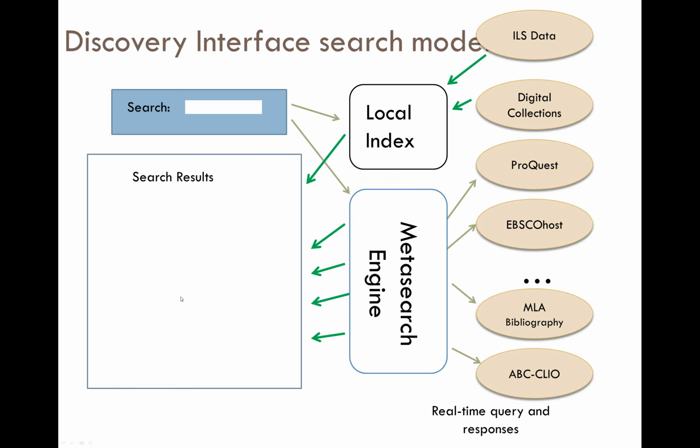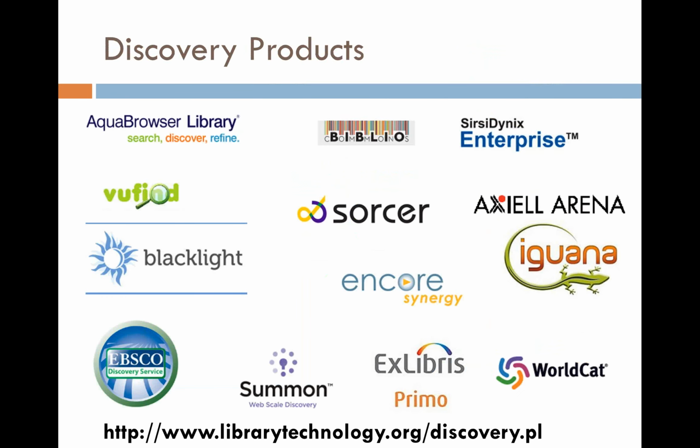A variety of different discovery interfaces and discovery services have come out. This is not necessarily a new genre of software. For example, you see AquaBrowser Library, it came out in 2002. So we've been doing next generation catalogs for a decade now or longer, and we're seeing some important improvements in that.